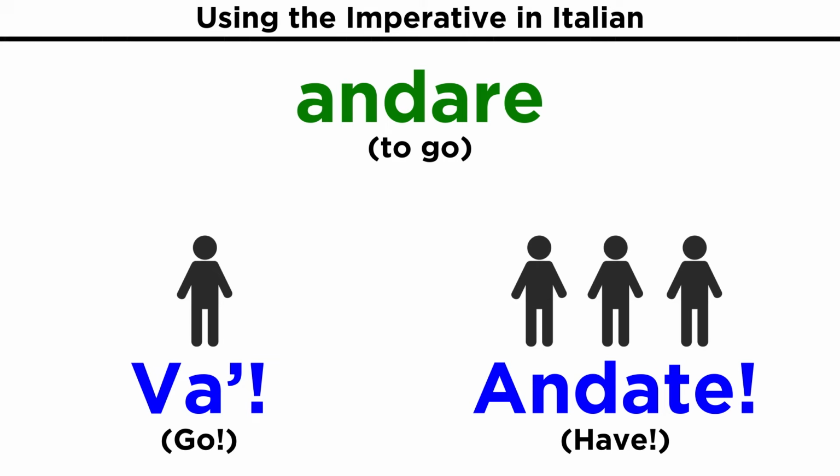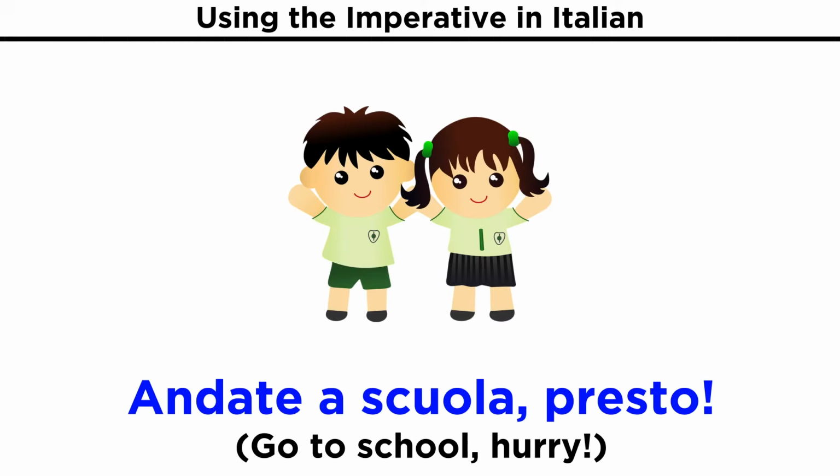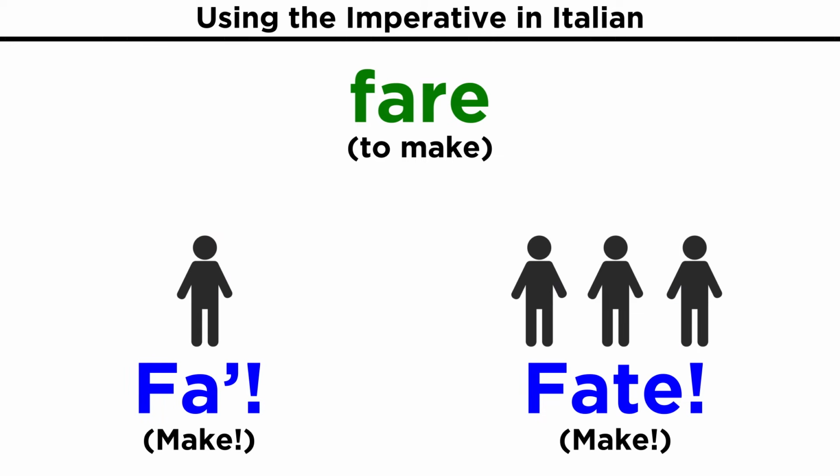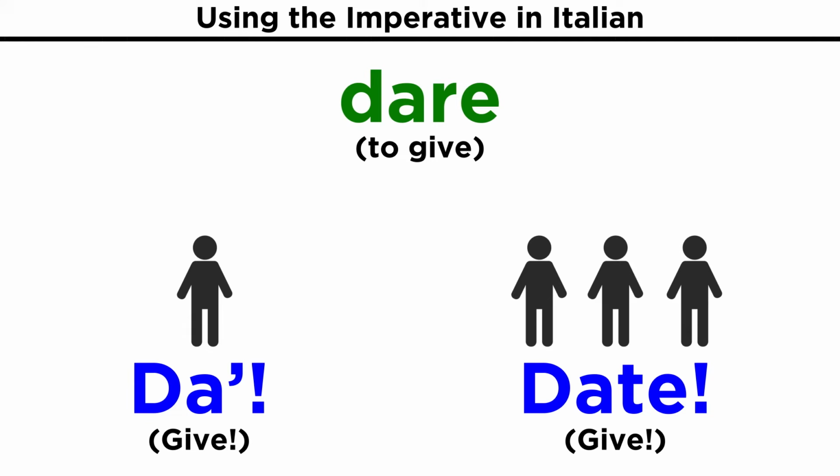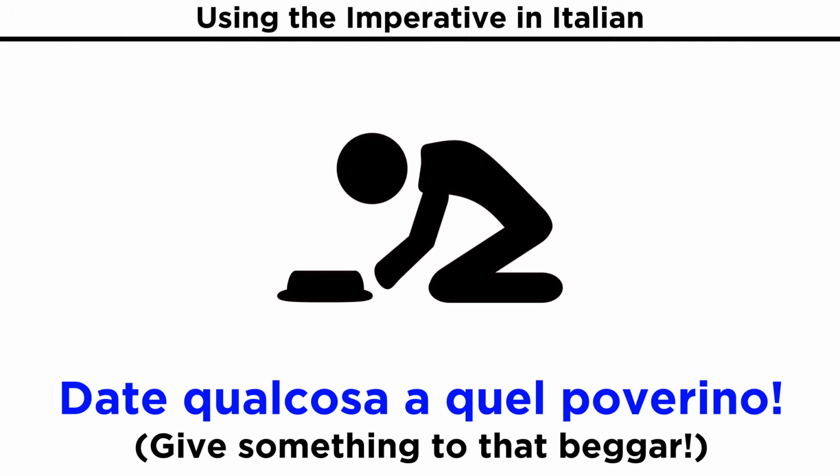Andare becomes va and andate. Andate a scuola, presto. Fare will become fa and fate. Fa i compiti prima di guardare la TV. Dare becomes da and date. Date qualcosa a quel poverino.